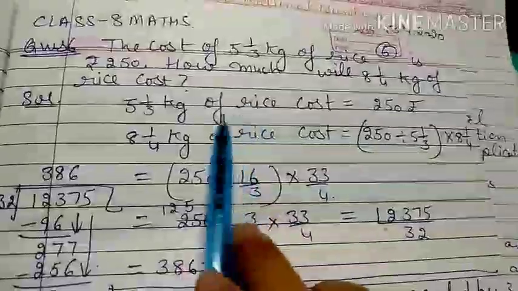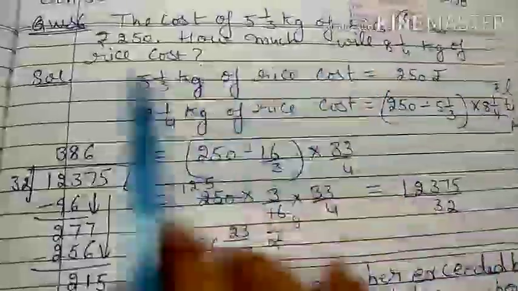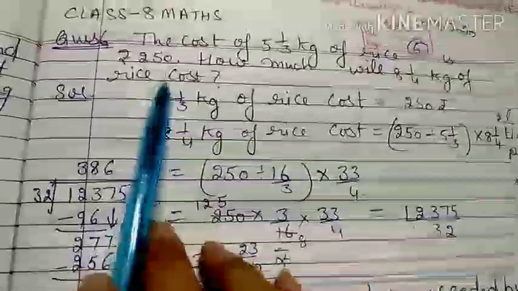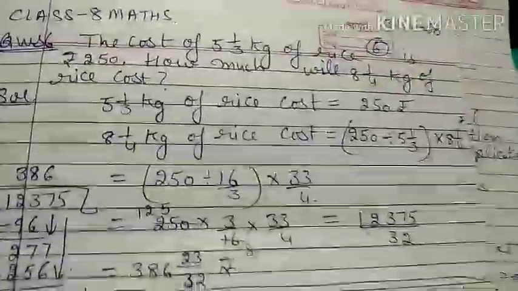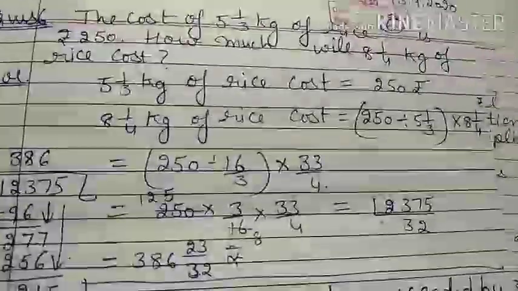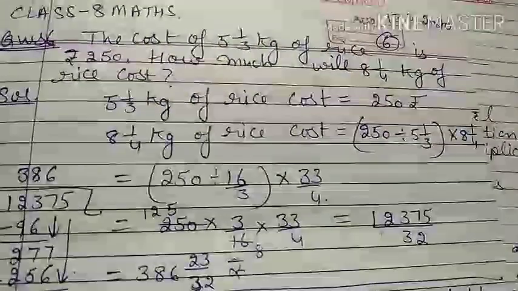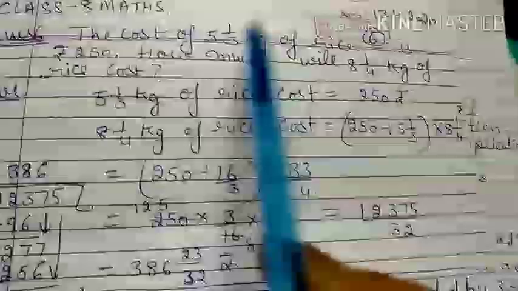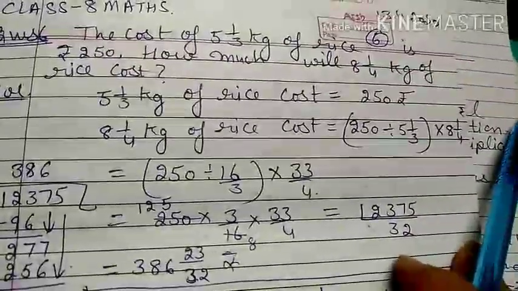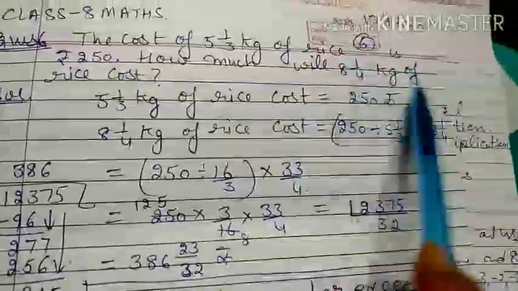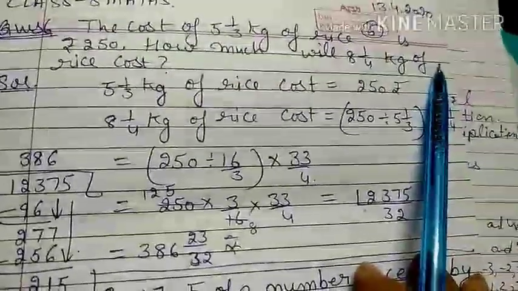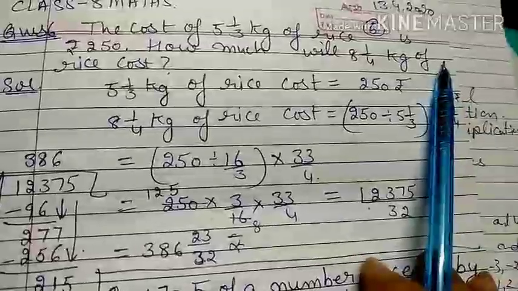Next, the cost of 5 into 1/3 kg of rice is rupees 250 in the market. How much will 8 into 1/4 kg of rice cost? If you go to the market and ask the shopkeeper, he says that 5 into 1/3 kg of rice will cost 250 rupees, but you want to buy 8 into 1/4 kg of rice. How much do you have to pay the shopkeeper? That you have to find.